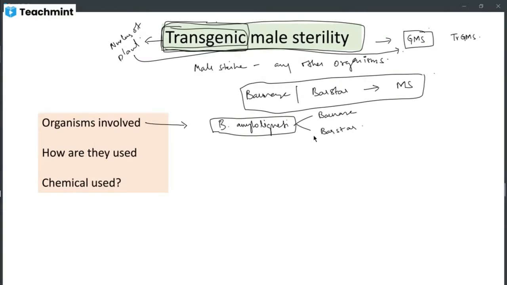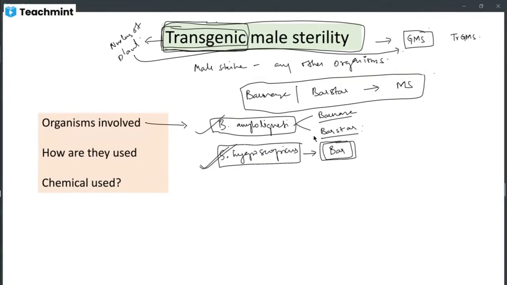There is also one other organism involved in this Barnase-Barstar system. The organism name is Streptomyces hygroscopicus. From this bacteria, we took a gene named Bar. Barnase and Barstar are from Bacillus amyloliquefaciens, whereas the Bar gene is from Streptomyces hygroscopicus. In the next slide we will see how this system is used, and which chemical is needed in this system, and where and when it is needed.